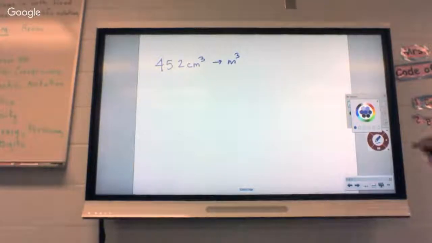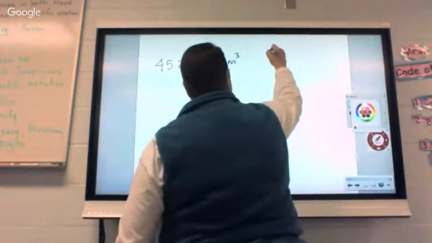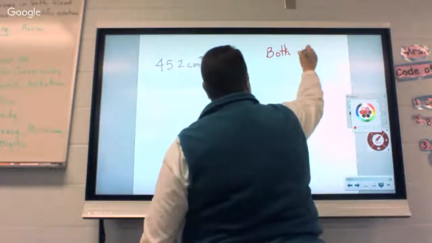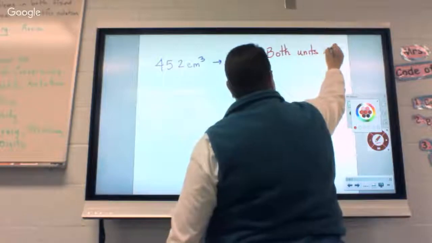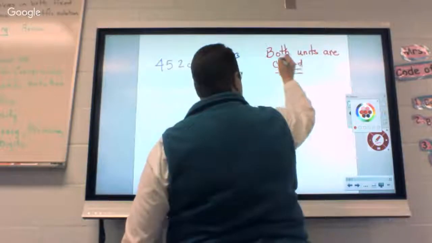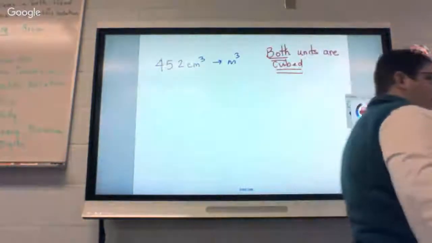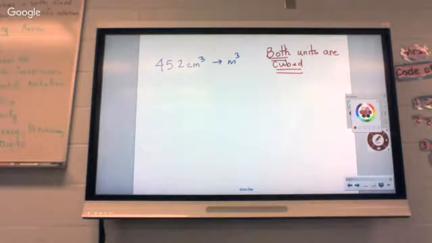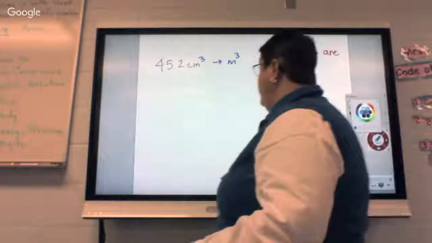They're both cubed. Okay? Here, both units are cubed. This is the first one we've done where both units are cubed. The one you did in question 8 only had how many units cubed? 1. This one has both units cubed, and that's going to make a difference in how we solve the question with the chart. So all of the steps are the same except for one.